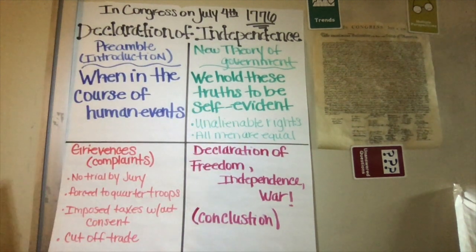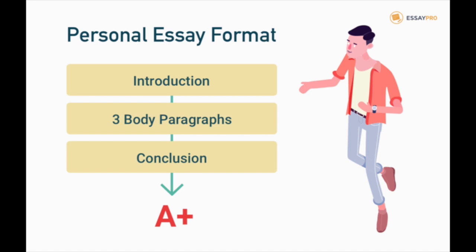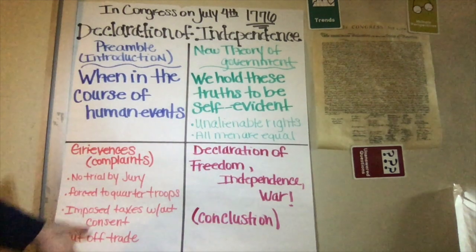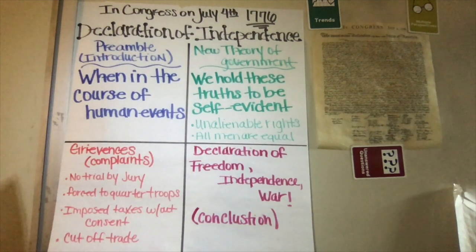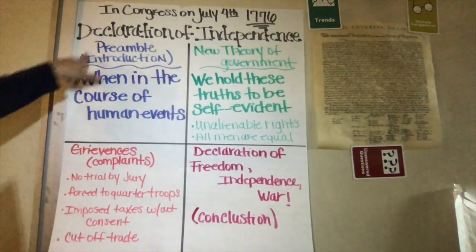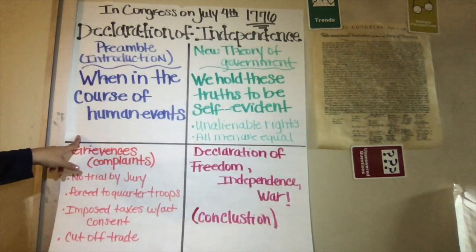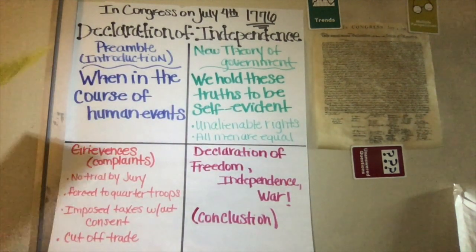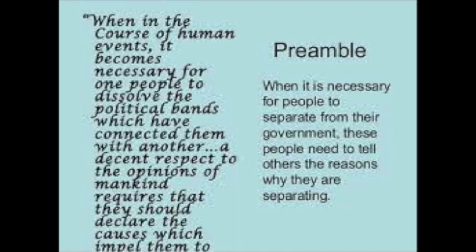Anytime you're going to write an essay, remember that you divide it up into different sections: an introduction, a body, and a conclusion. And the writers of the Declaration of Independence did the same thing. They divided it into different sections. The first section, of course, is going to be the introduction, but it's called the preamble. And this is where those famous words start out with: when in the course of human events, it becomes necessary for one people to dissolve the political bands which have connected them to one another.